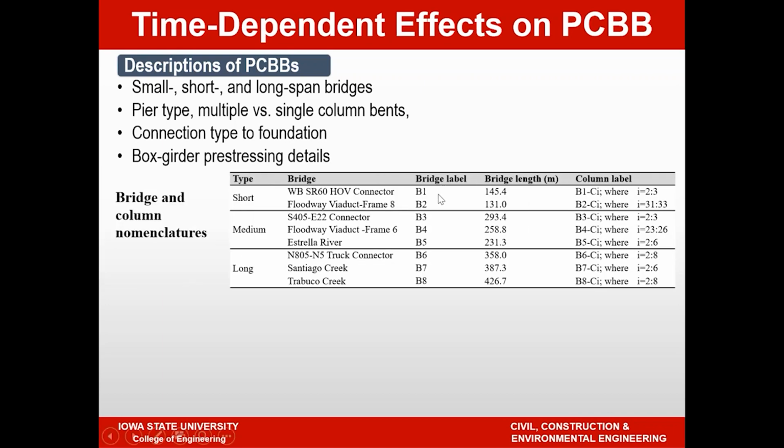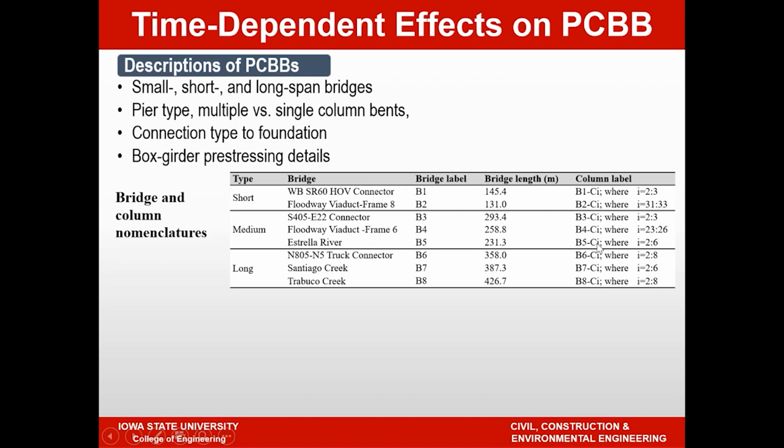As you can see here, the bridges are labeled from B1 to B8. B1 is the shortest bridge, and B8 is the longest bridge. So if you look at the bridge length, it goes from 131 meters, which is the shortest, all the way to 426.7 meters. Each of the columns was labeled as you can see here.